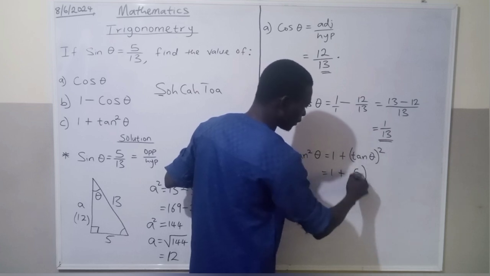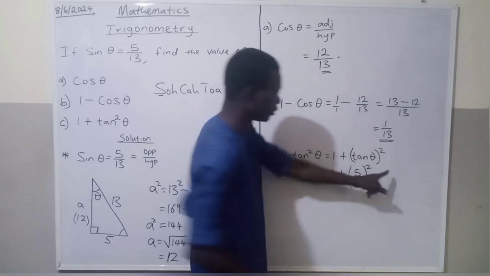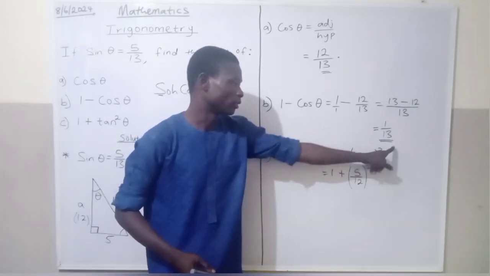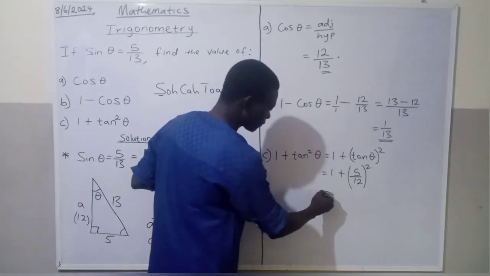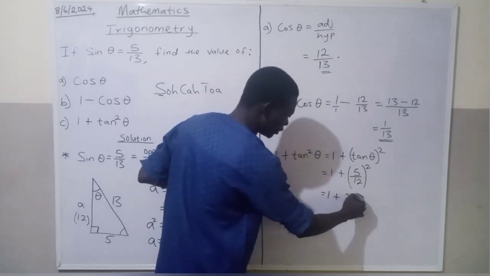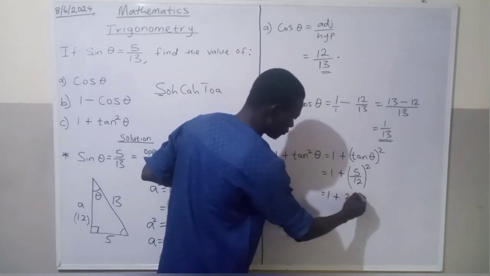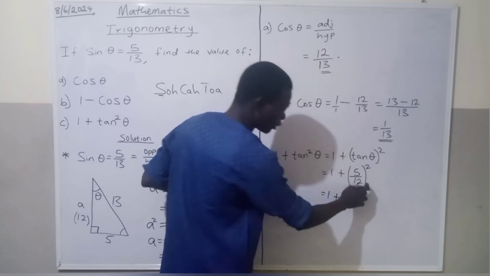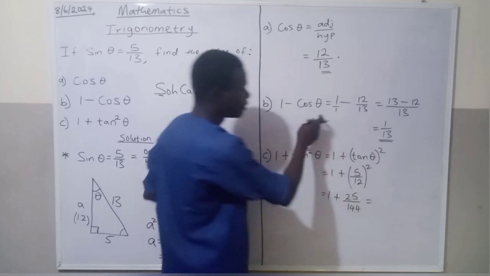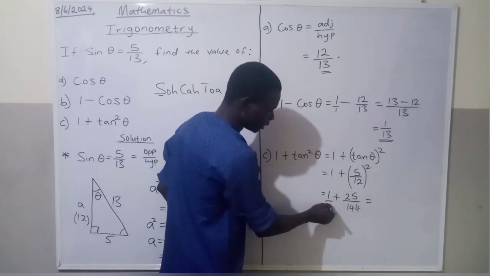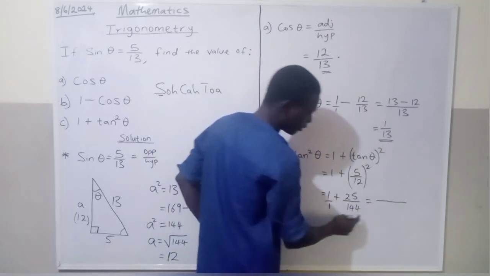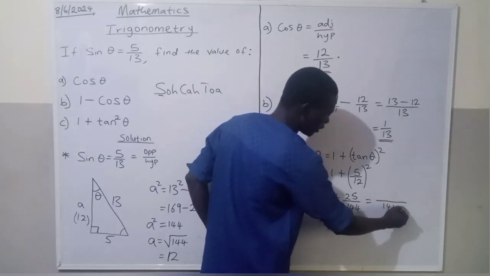And of course, this 5 over 12 is to be squared, because tan squared theta means tan theta being squared. So that becomes 1 plus 5 squared, which gives us 25, over 12 squared, which gives us 144. And like we did before, the 1 is a whole number, so it has a denominator of 1. So the LCM of 1 and 144 is 144.